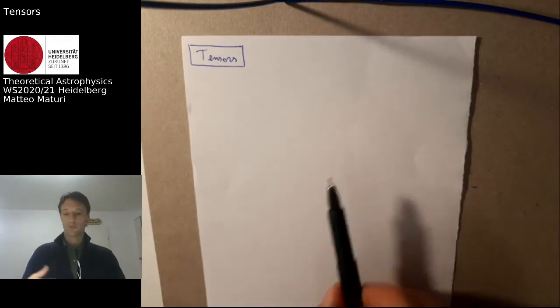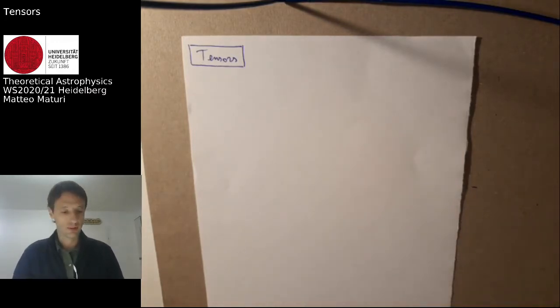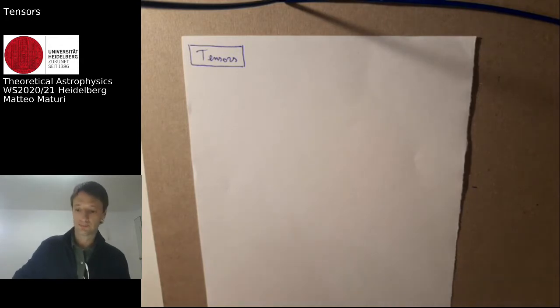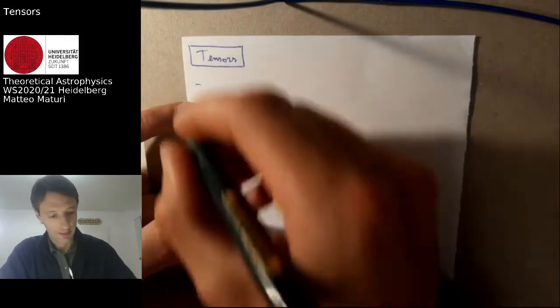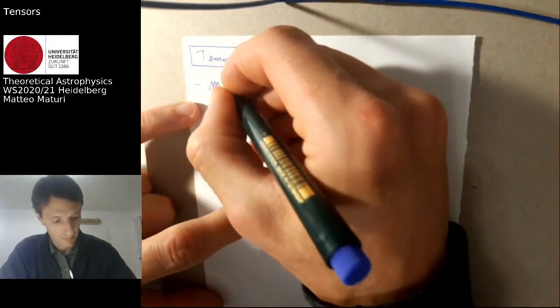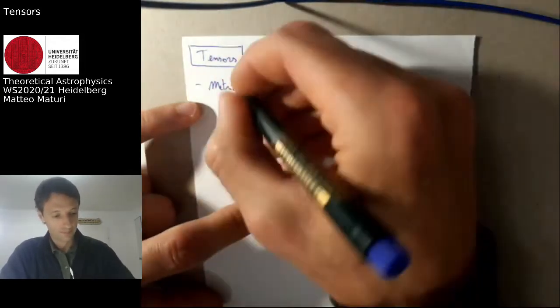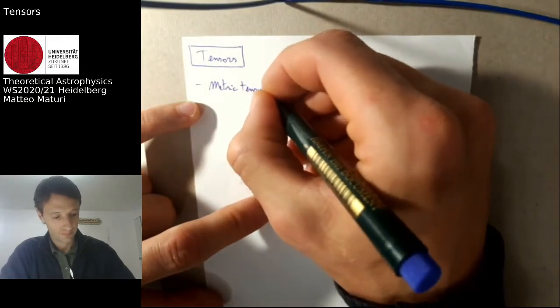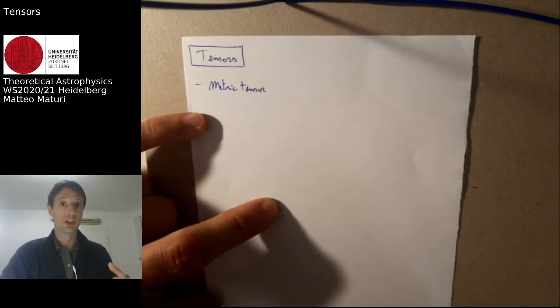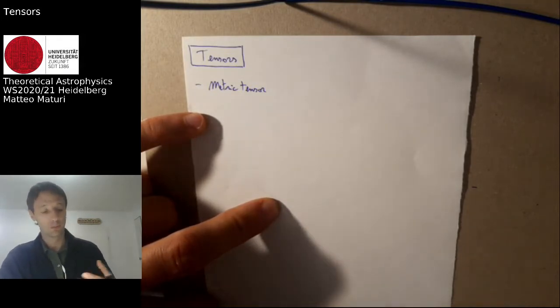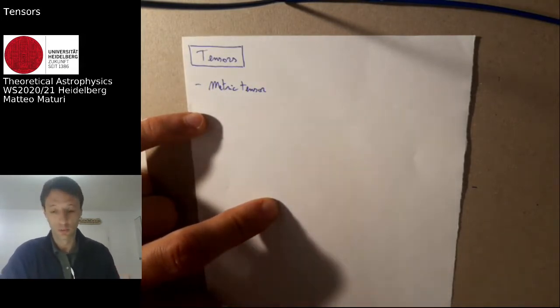I'm going to talk a little bit about tensors because, as you have noticed already, they are extremely important mathematical objects in physics. You have already seen the metric tensor. Perhaps you would like to know more about what tensors are in general, so that you can also understand better what the metric is and what it is doing.